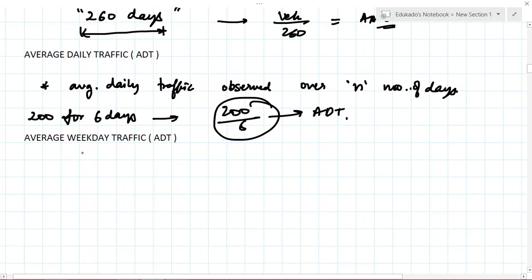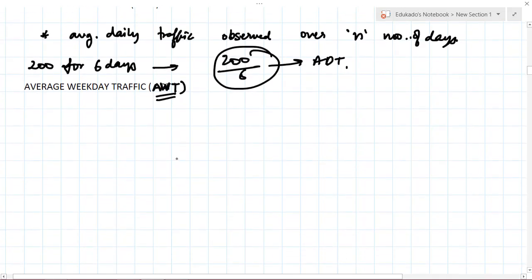Now there is one more thing, that's average weekday traffic. It's AWT. I don't know why it is D. It's AWT. So it's average weekday traffic. It is observed over n number of weekdays alone. So now you are not considering the Saturdays and Sundays. That's how you are going to calculate it. You will just skip the Saturdays and Sundays while counting the number of vehicles at the point. That's how you will get average weekday traffic, AWT.